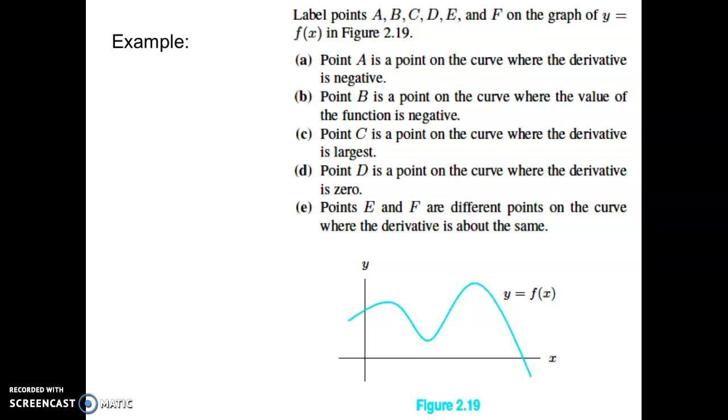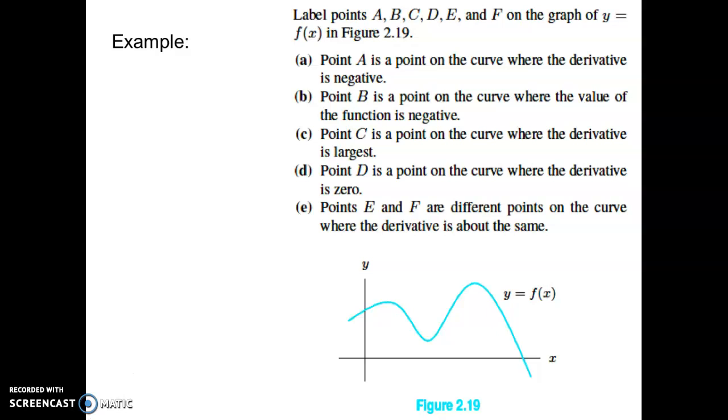Now what about point B? Point B, we want a point on the curve where the value of the function is negative. Okay, the value of the function. The value of the function is the output of the function. The output of the function is negative if the output lies below the x-axis. So there's very few points we can put in here for B, but B has to be below the x-axis. So that's one of just a few points we could put for point B.